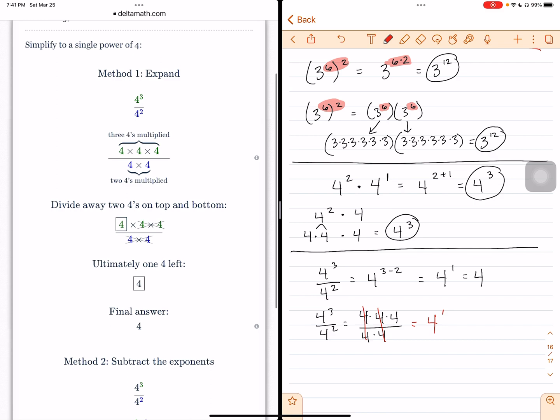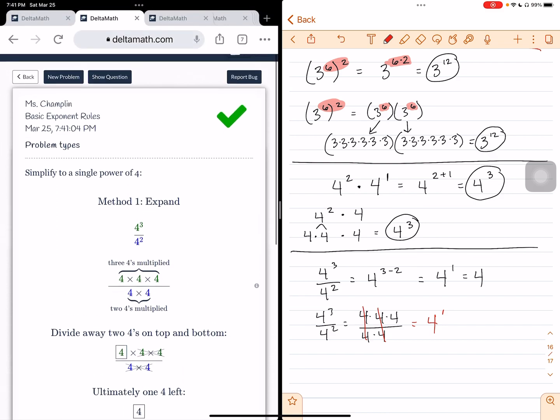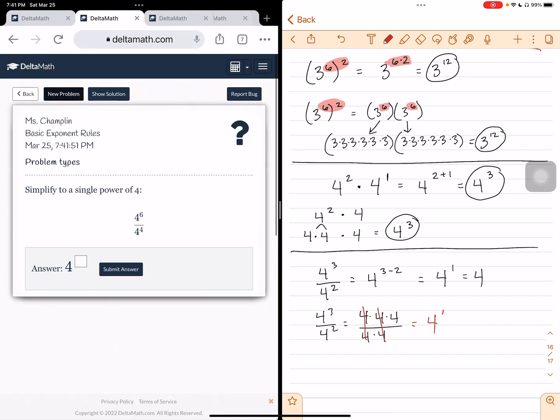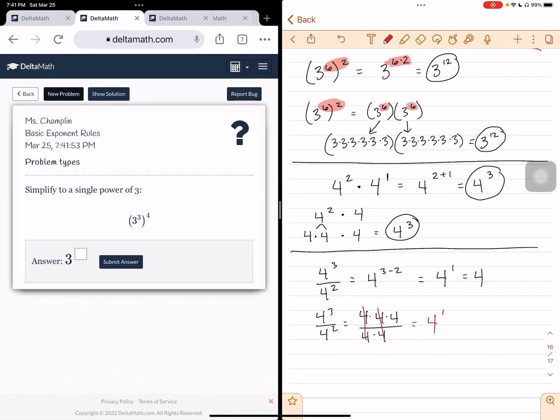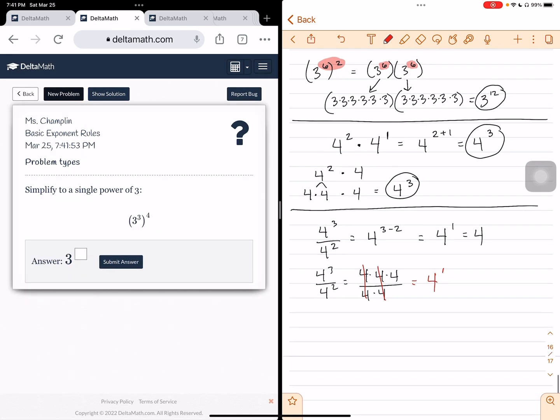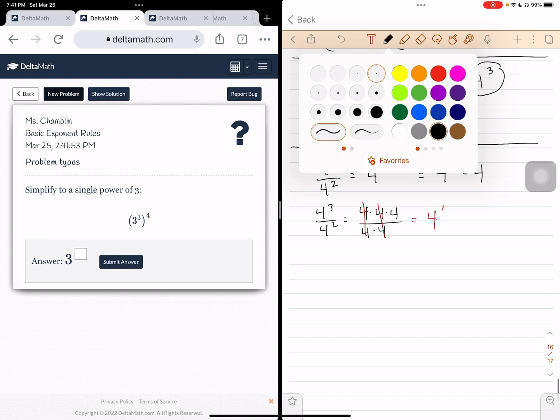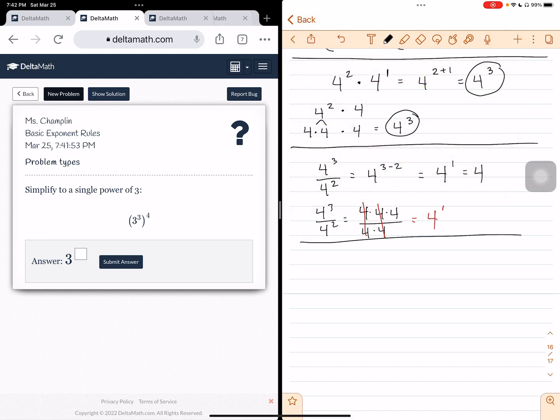Again, you guys have access to a bunch of these example solutions as well, so make sure you're using those. They're very helpful. So here we have 3 to the third to the fourth power. Again, you can just multiply the exponents. You get 3 to the 12th power.